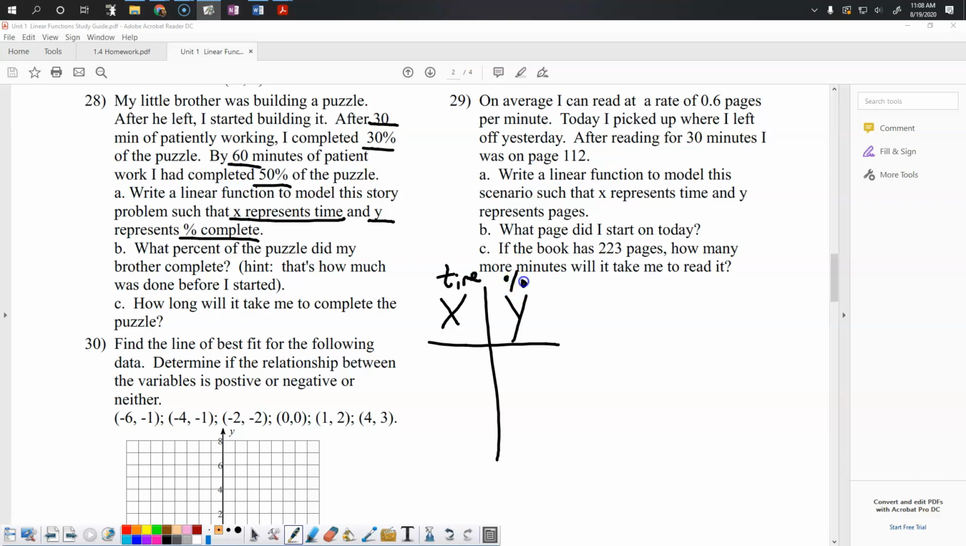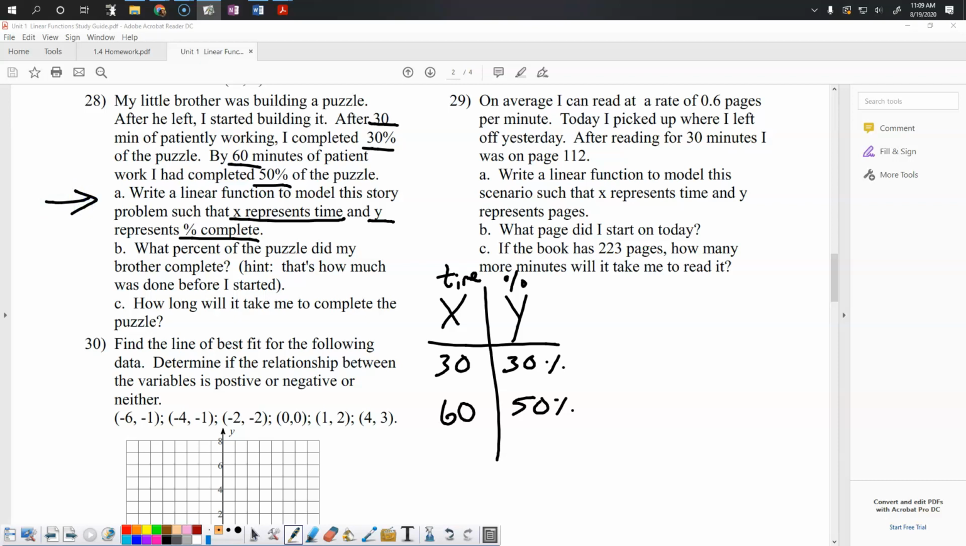Y represents the percentage. And basically what we're going to do is we take the 4 numbers out of our word problem. We're going to put them in the table there. So after 30 minutes, 30% of the puzzle was done. And after 60 minutes, 50% of the puzzle was done. Well, once you have that, to find the equation of the line, which is what it's asking us to do in part A here, it's pretty straightforward.